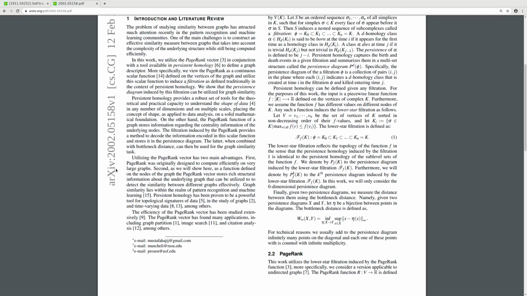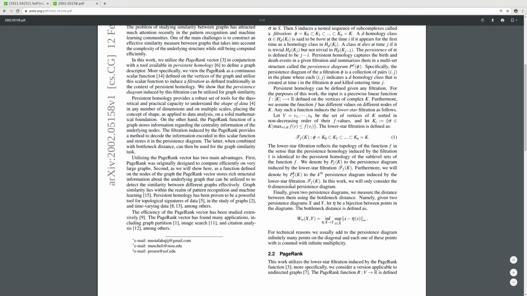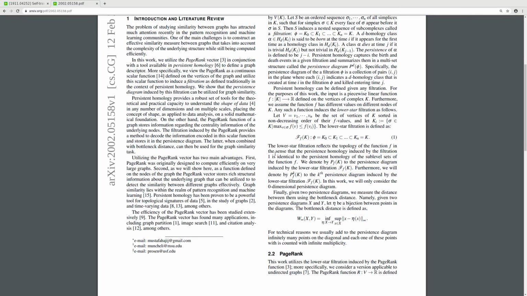Utilizing the PageRank vector has two main advantages. First, PageRank was originally designed to compute efficiently on very large graphs. Second, as we will show here, as a function defined on the nodes of the graph, the PageRank vector stores rich structural information about the underlying graph that can be utilized to detect similarity between two different graphs effectively.